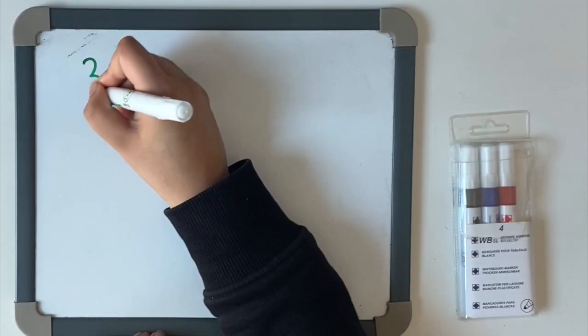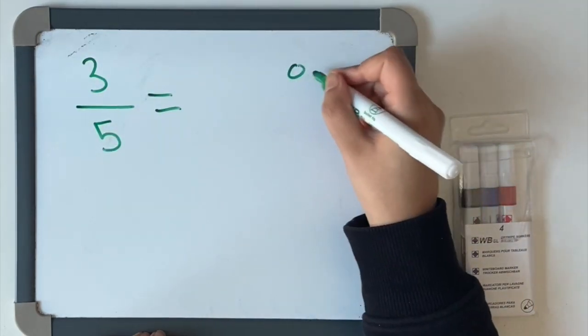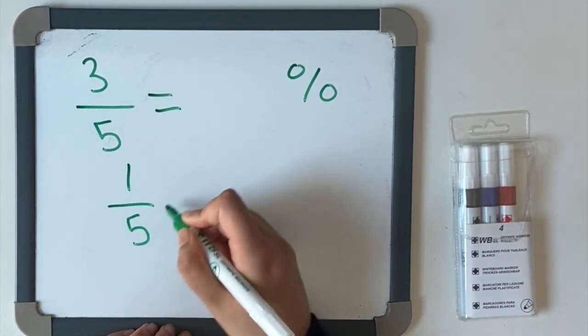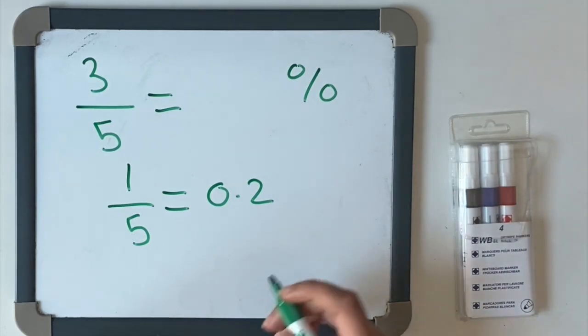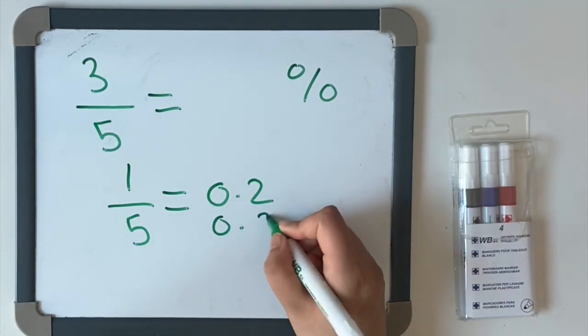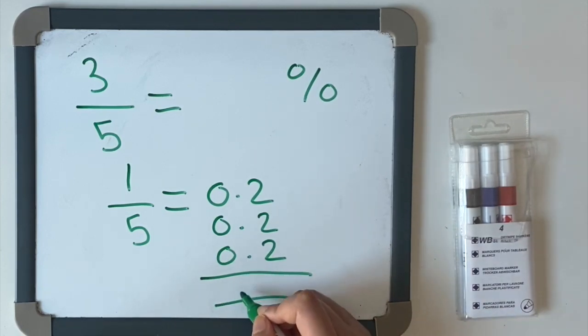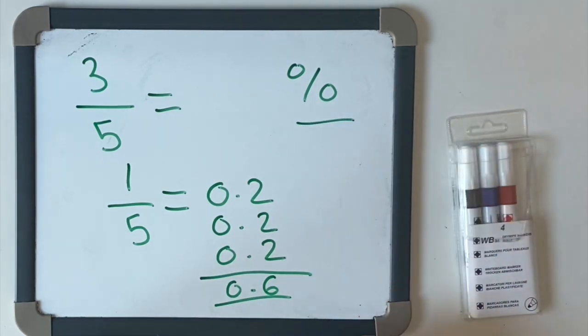Is 3/5 as a percentage. Okay, we know 1/5 as a decimal is 0.2. We're going to multiply that by 3. So let's do it 2 more times. So the answer is 0.6. And then we're going to multiply it by 100 to make it into a percentage. So 0.6, multiply that by 100.